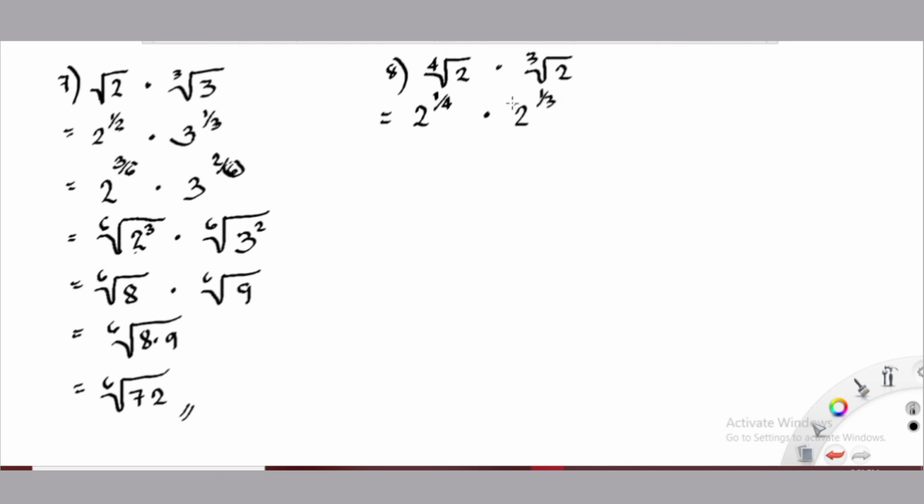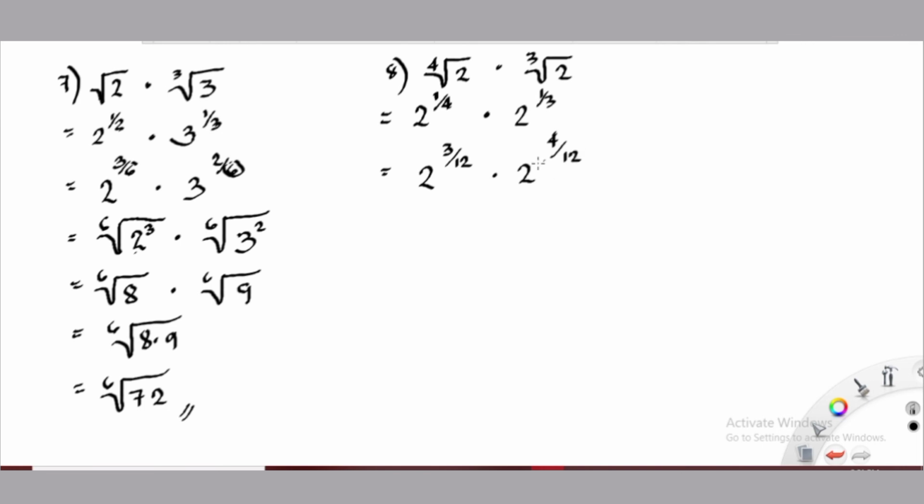Let's make them similar fractions. So, let's copy these two. So, over the LCD is 12. Alright? So, 12 divided by 4 is 3. 3 times 1 is 3. So, 3 over 12. 3 over 12 is the same with 1/4. And 12 divided by 3 is 4. 4 times 1 is 4. 4 over 12. 4 over 12 is the same with 1/3.